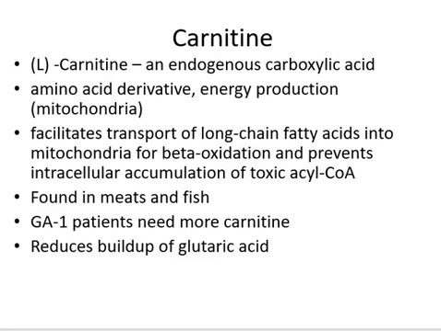It's found in meats and fish, and patients that have the GA1 deficiency need more carnitine. They are carnitine deficient. Their plasma serum levels of carnitine are extremely low. And so what we do is we supplement carnitine in the diet, and what this does is feeds into the biochemical pathways to reduce the buildup of this very toxic glutaric acid. Okay, and so that's kind of the justification for carnitine in the GA1 patients.